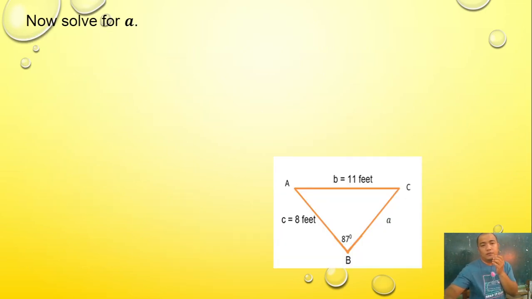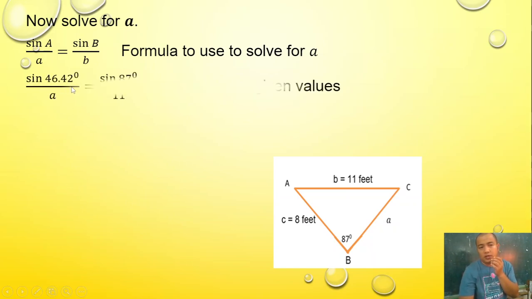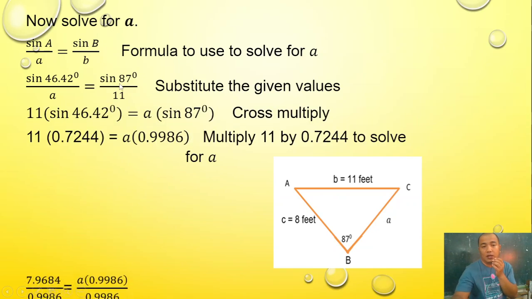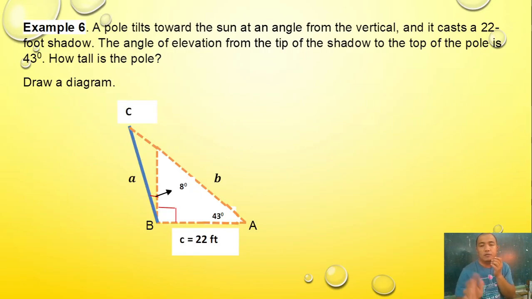And last, let us solve for the measure of side A. Sine A over A is equal to sine B over B. Sine of angle A, 46.42 degrees, over A equals sine 87 over 11. So in your calculator, to make it easier, sine 46.42 times 11 divided by sine 87. That will be the value of A, 7.98. So the missing sides are complete.